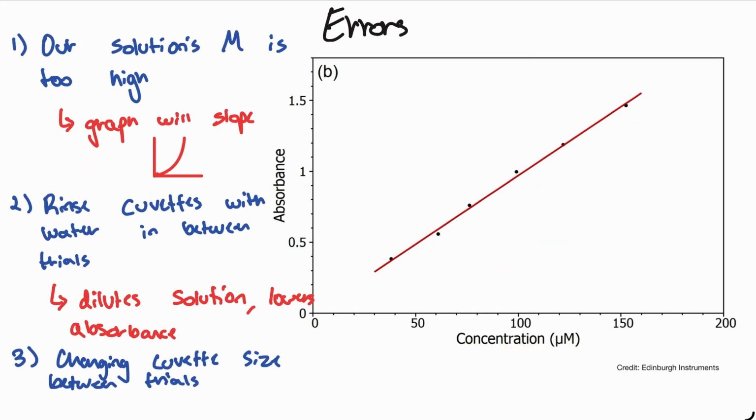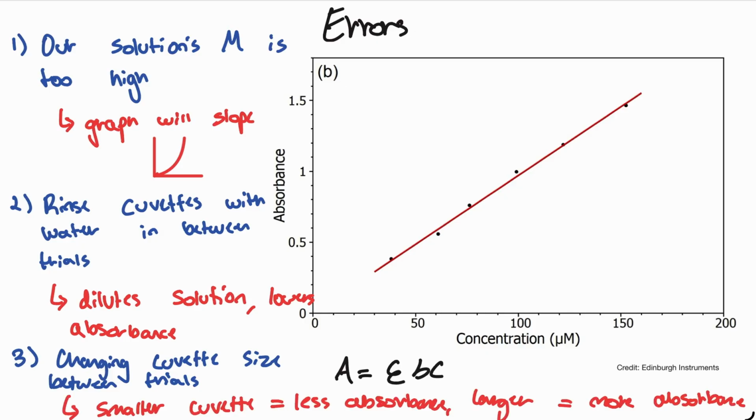Also, we need to make sure that between trials, we're not changing the size of our cuvette. A smaller cuvette will reduce absorbance, whereas a larger cuvette will increase our absorbance. And this is due to the fact that our path length is on the right side of our equation. And so increasing path length will increase absorbance, and decreasing path length will decrease absorbance. So if we're changing cuvette size between trials for every single trial, we might get some very wonky data, which is all over the place, and of course, very misleading.